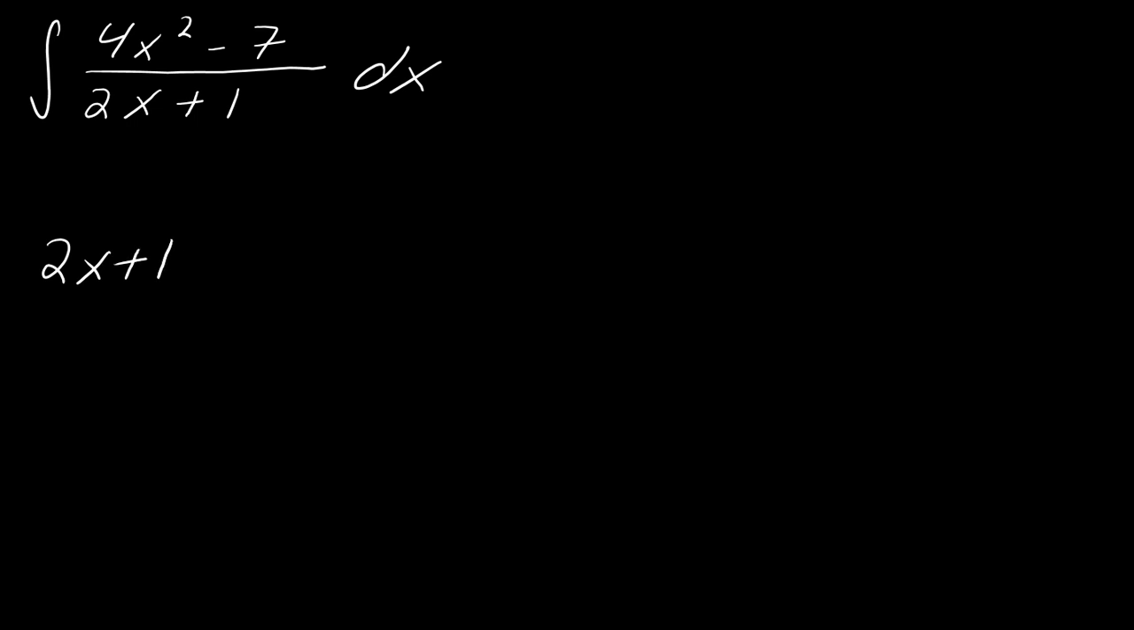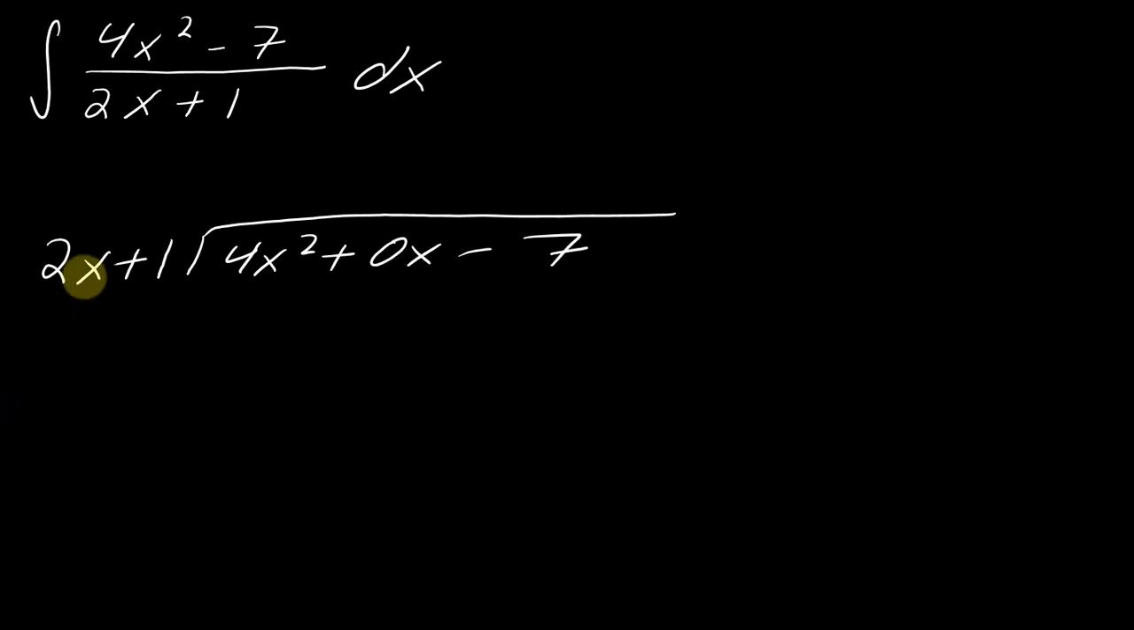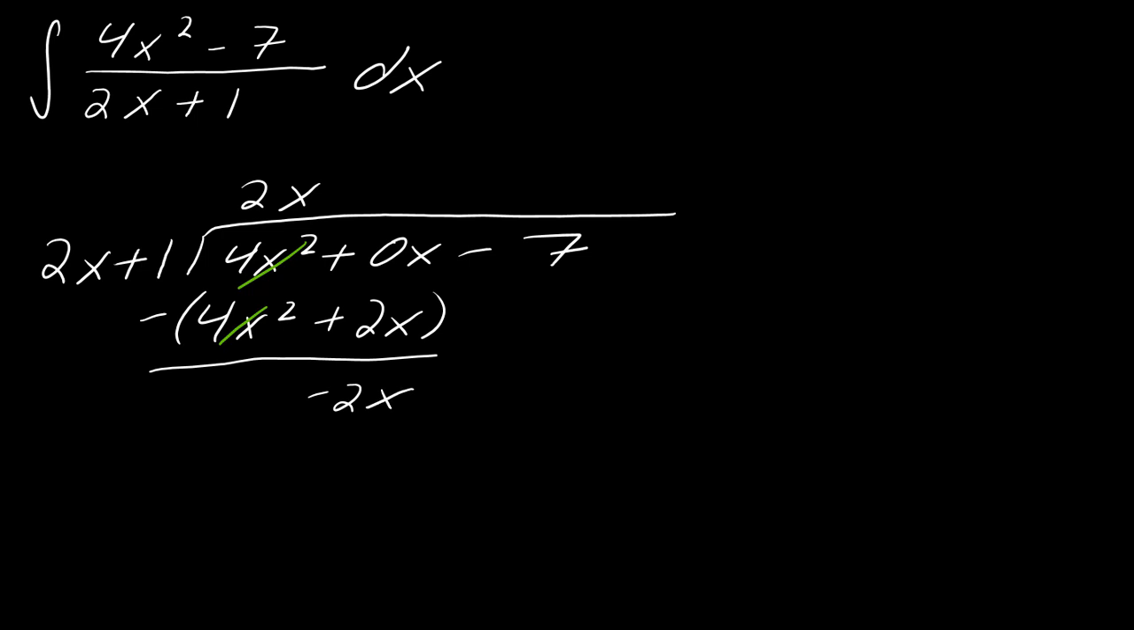So for my long division, I'm going to have 4x squared, 0x, and 7. So I asked myself, what do I multiply 2x by to get to 4x squared? So that would be 2x. 2x times 2x is 4x squared, but I have to multiply this 2x by this entire expression, so I also have to do 2x times 1, and 2x times 1 is 2x. And then I have to subtract all of this off. So the 4x squareds drop out, and I'm left with negative 2x. And then I can bring the negative 7 down, and now I repeat the process.